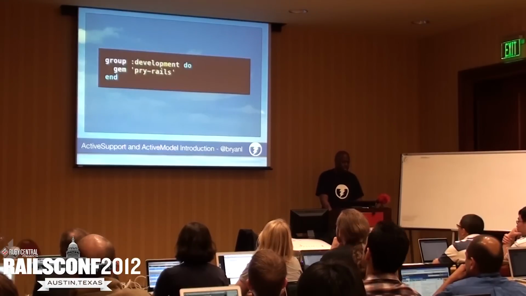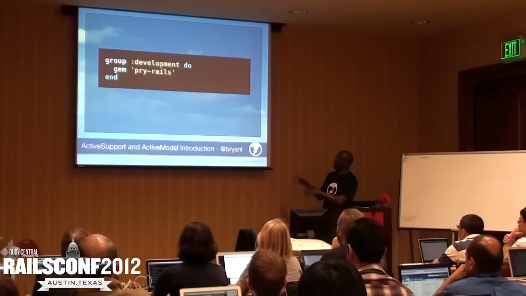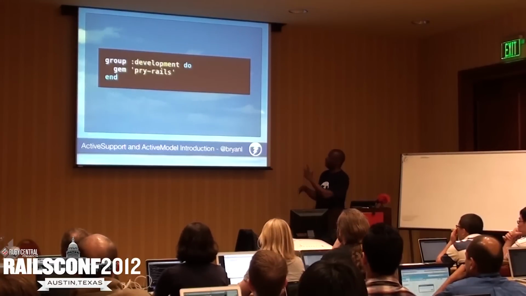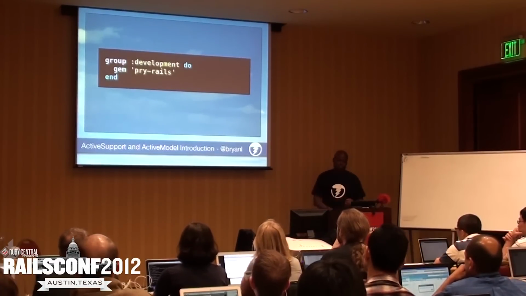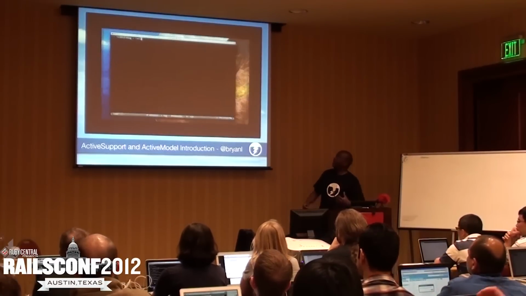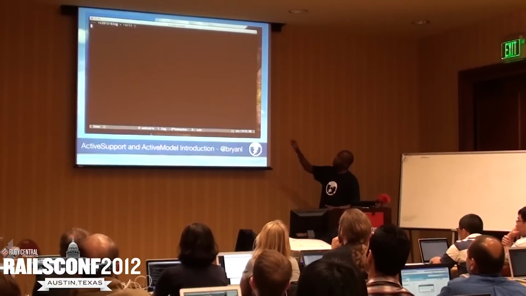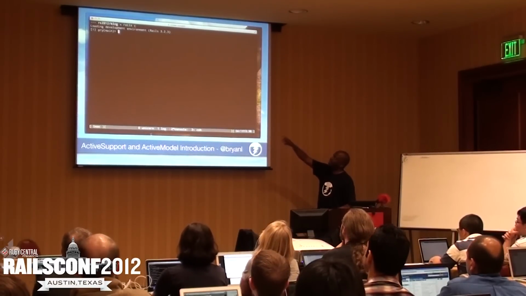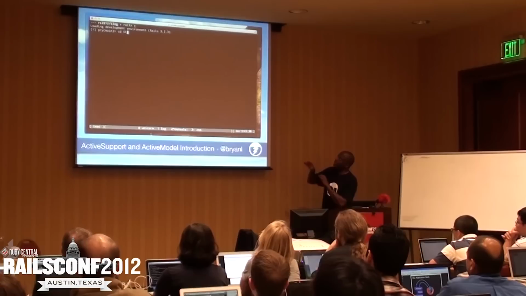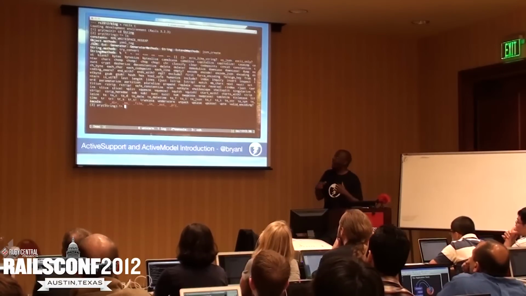So let's talk about pry. We're going to add pry to our Gemfile. And I put it in a group development. And we're just going to go gem pry-rails. And hey, another movie. So what I'm doing here is, since I have pry in there, I just type rails c, and instead of having a console, now we have a pry console.